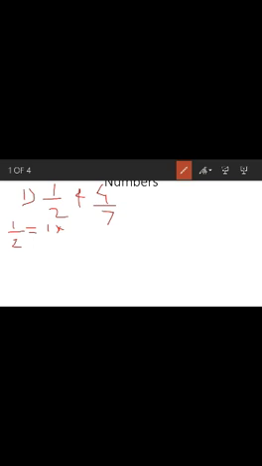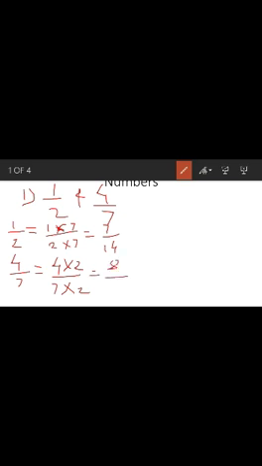We multiply by 7 so that we get 14 in the denominator, that is 7 upon 14. This is our first number. And 4 upon 7, we multiply by 2 so that we get 14 in the denominator. 4 into 2 is 8, and 7 into 2 is 14. Now we have the two rational numbers, 7 upon 14 and 8 upon 14.